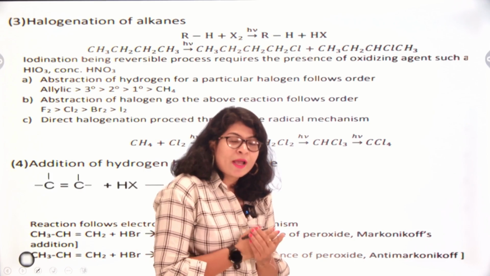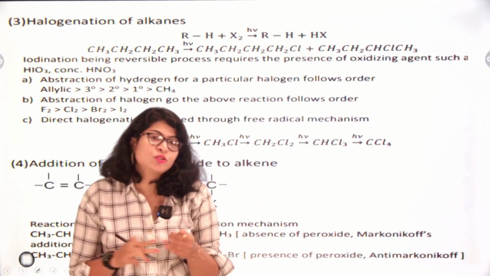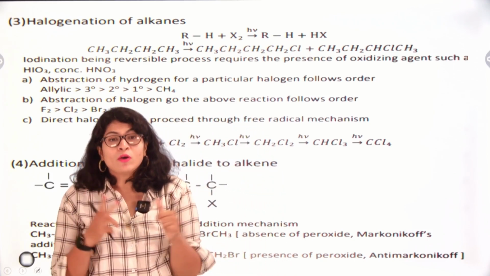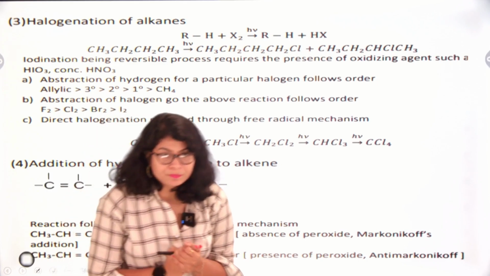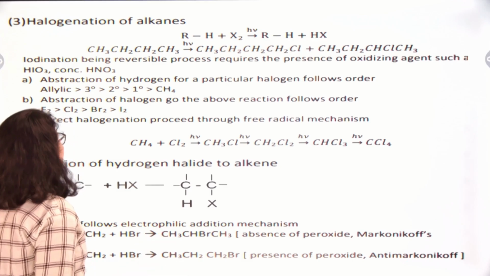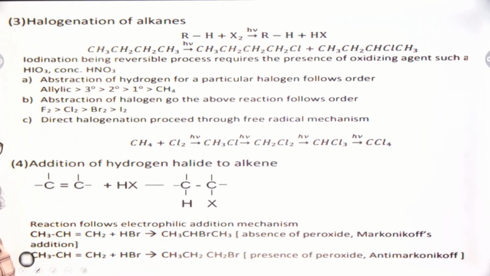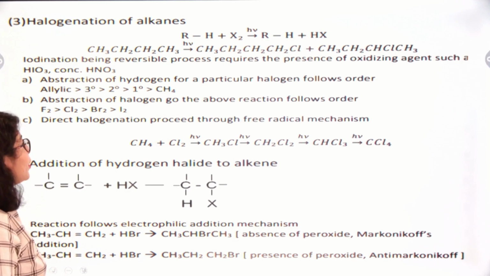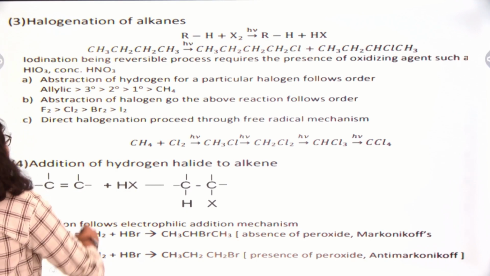It is a chain reaction where there are 3 steps: one is chain initiation, one is chain elongation or chain propagation, and one is chain termination. Iodination, being a reversible process, requires the presence of oxidizing agents such as HIO3 and concentrated HNO3. Abstraction of hydrogen for a particular halogen follows this order.